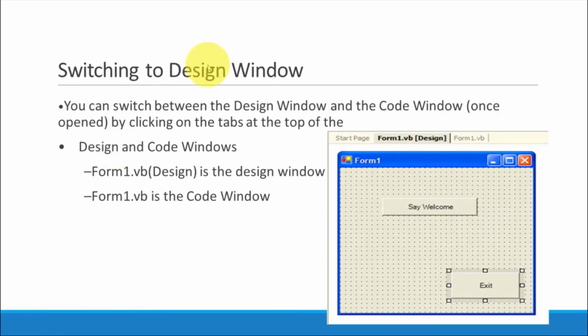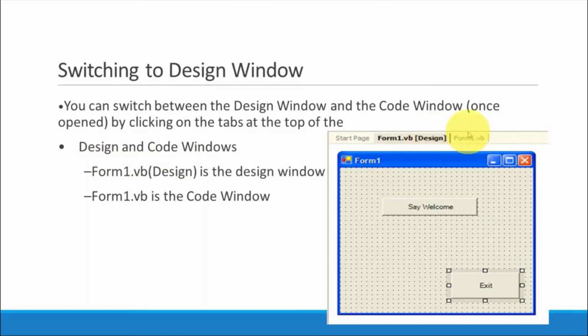Now switching to design window. When we are coding with the code window, there is always an option to switch over from design view to code window and code window to design window. You can switch between the design window and the code window once opened by clicking on the tabs at the top of the design and the code window. Like this is a design window, this is a code window.